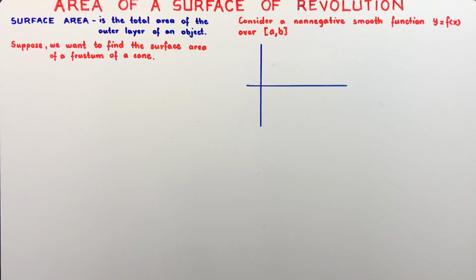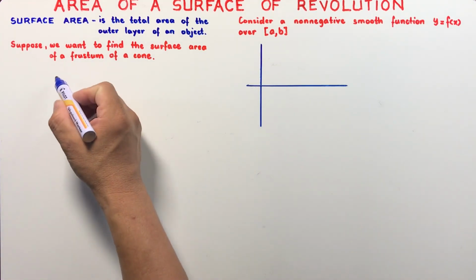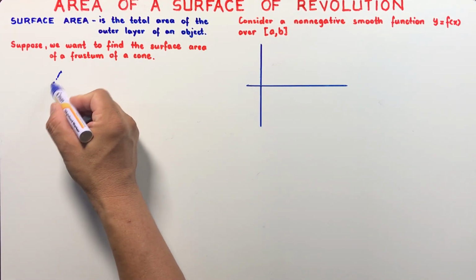So here, before I discuss the procedure of how to find the surface area of a surface of revolution, allow me to first derive the formula for finding the area of that surface of revolution. Now, suppose we want to find the surface area of a frustum of a cone. So, suppose this is the cone.